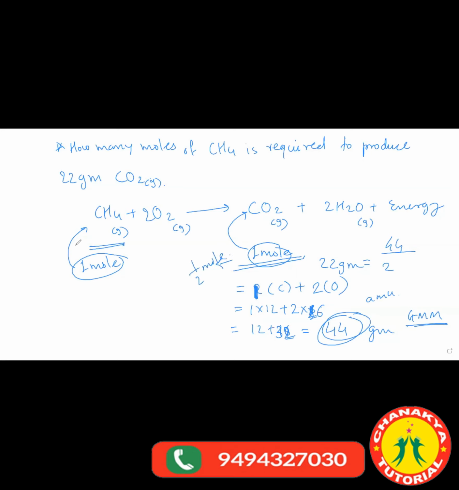And what we know, 1 mole of methane would produce 1 mole of carbon dioxide. So obviously half mole of methane will produce half mole of carbon dioxide. Means for the production of 22 gram of carbon dioxide, you have to burn half mole of methane in the presence of oxygen. Or you can say you have to burn 0.5 moles of methane to produce 22 grams of carbon dioxide.